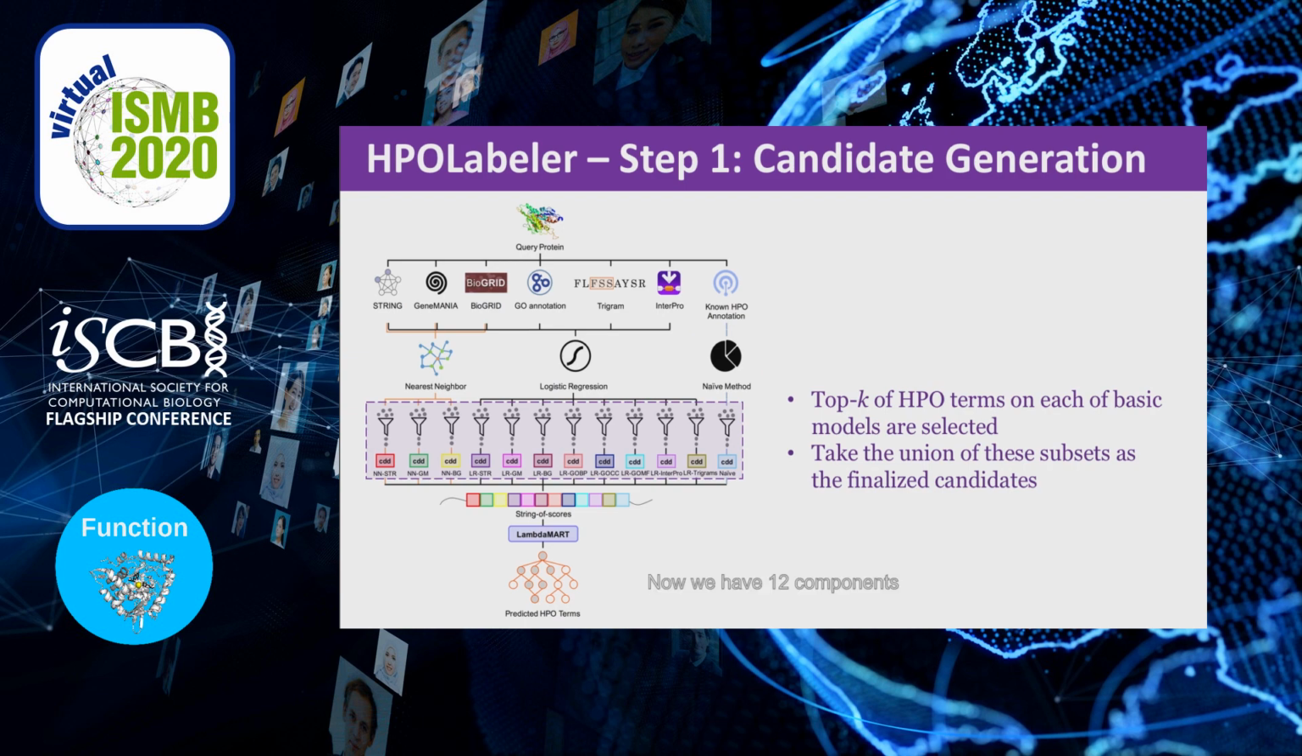Now we have 12 components, but how can we integrate them properly to further improve the prediction performance? The answer is learning to rank. To this end, we need 3 steps. The first step is to generate the candidates. We sort HPO terms of each protein in descending order of the score from component models and select the top K terms as candidates. Then we union the candidates of each component as the final candidates.